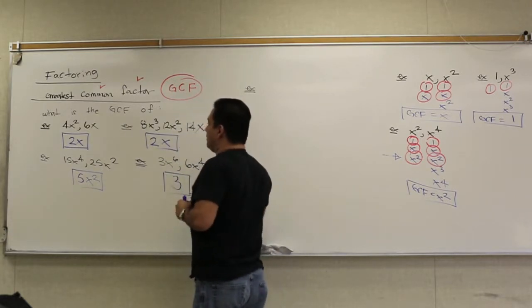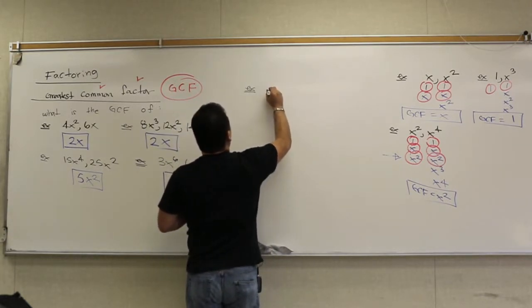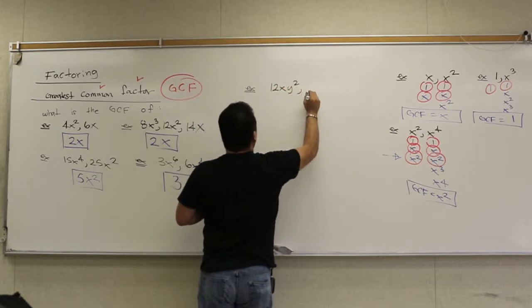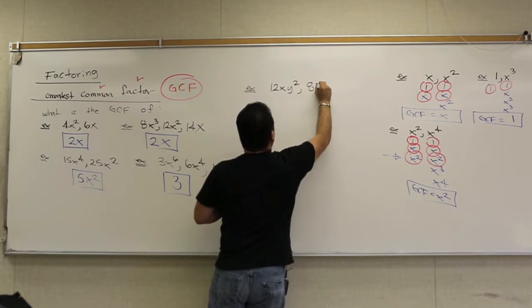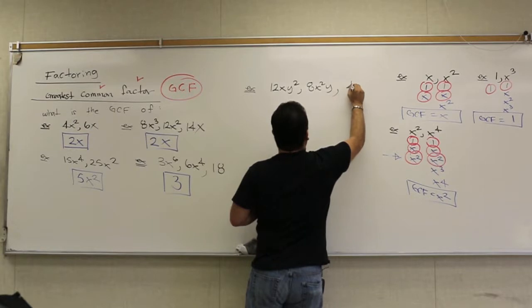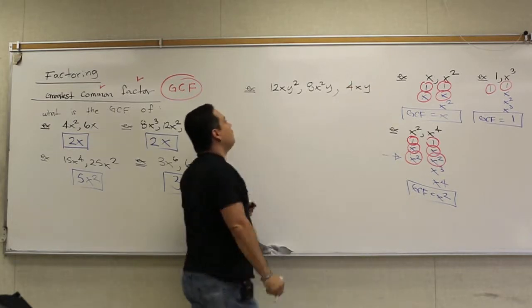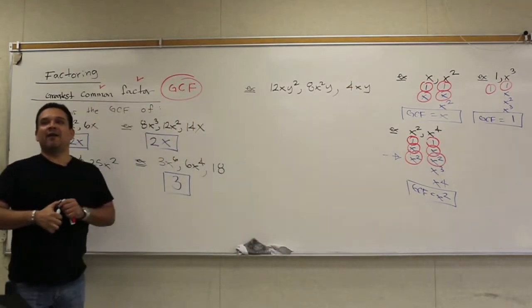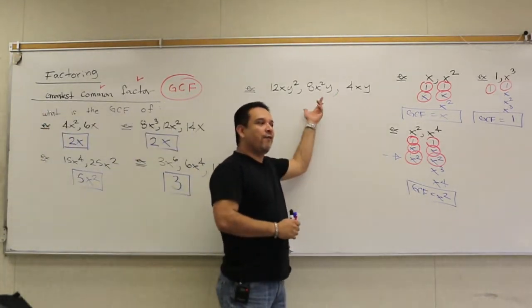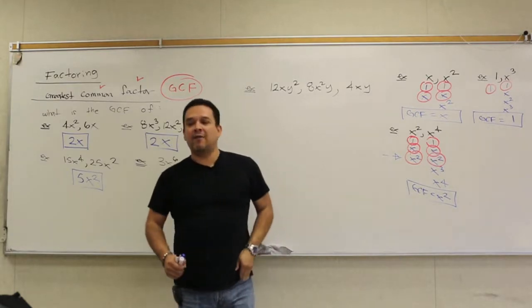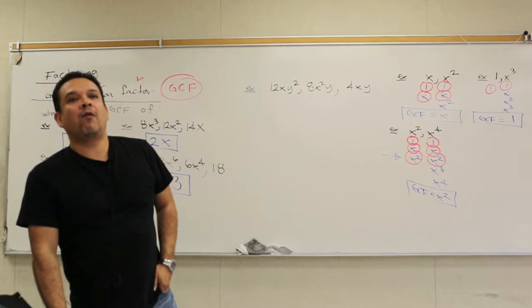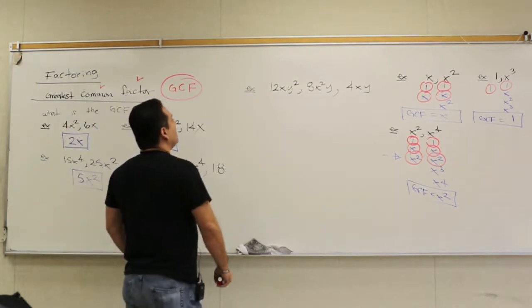I ran out of numbers. How about this? 12xy squared, 8x squared y, and 4xy. You mean they can give me numbers and 2 variables, 2 letters, x and y? How do you handle this situation? One at a time. Do the numbers first.